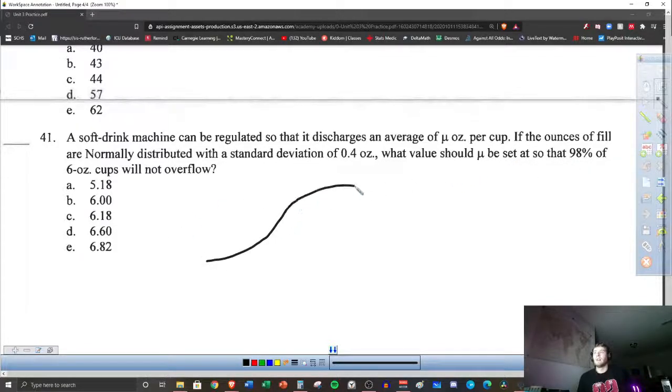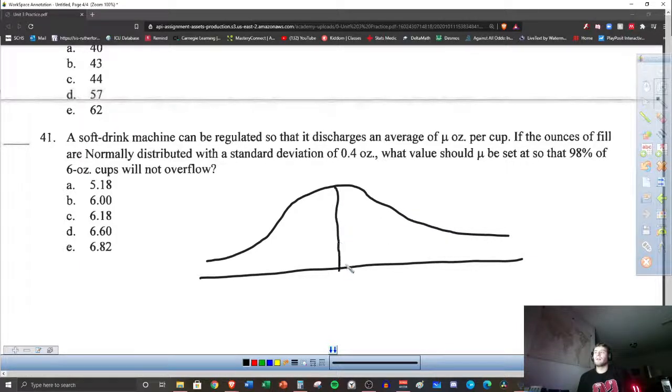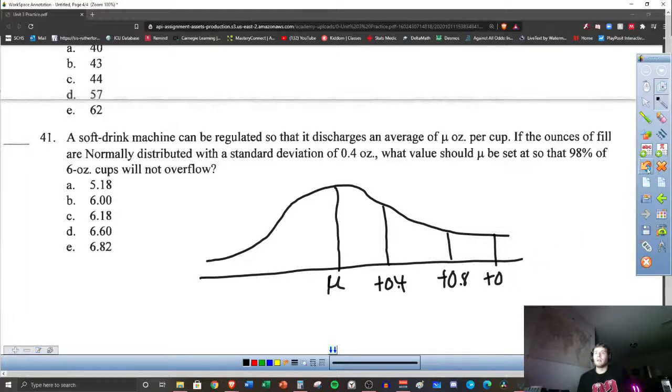Okay. So this one is more obvious than you think. It seems very difficult because we have this unknown mean. But we know that we're going to be adding. So plus 0.4 ounces, plus 0.8 ounces, plus 1.2 ounces. Okay, now for any of these, we know that any of these values are going to overflow.